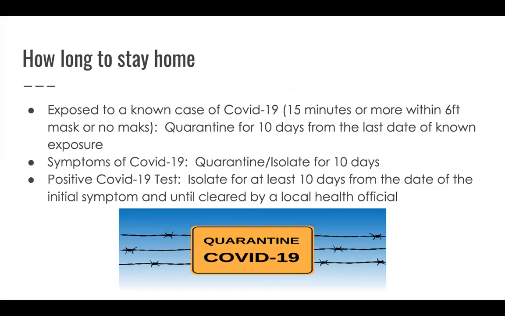Exposed to a known case of COVID-19, which is 15 minutes or more within 6 feet, mask or no mask, quarantine for 10 days from the last date of known exposure. Symptoms of COVID-19, quarantine or isolate for 10 days. Positive COVID-19 test, isolate for at least 10 days from the date of the initial symptom and until cleared by a local health official.